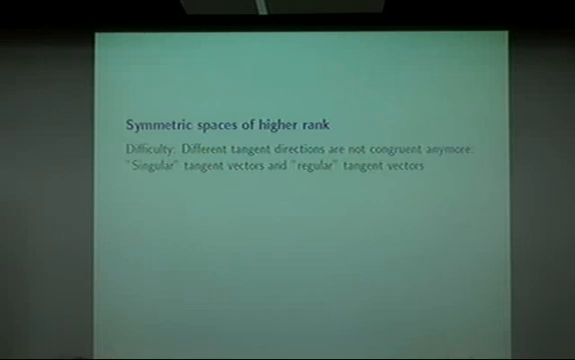So higher rank symmetric spaces, the most prominent examples of higher rank symmetric spaces are the Grassmann manifolds of k-dimensional subspaces of some real, complex or quaternionic vector space, and then the non-compact dual spaces. So this somehow makes Grassmann manifolds quite good objects for study for the problems we discussed so far. It's quite natural now to move to Grassmann manifolds as a next step. Now, what is the problem that arises there? The difficulty is that different tangent directions are not congruent anymore.